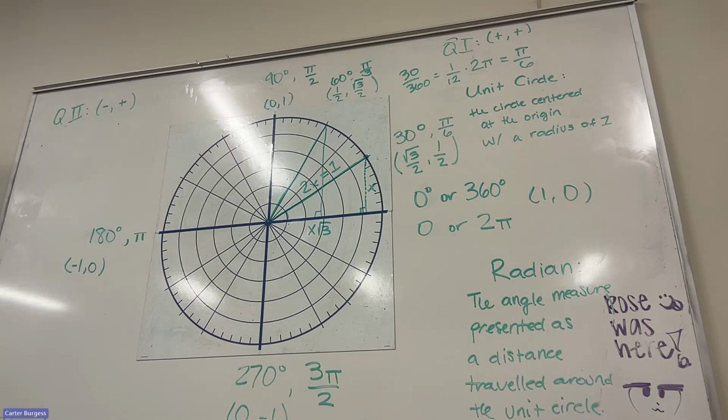What is 60? How much of a full rotation is 60 degrees? 1/6. Yep. And so what would 1/6 of 2 pi? Pi over 3. Yep. Or you can just do it. Or you could double pi over 3. Either way.